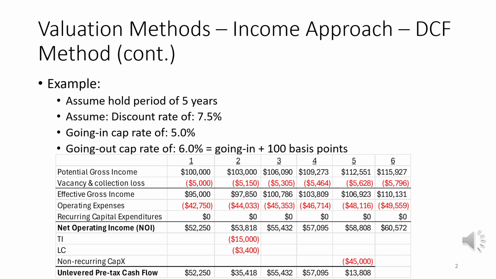You can see in period 2 we have TIs and LCs, and we have a non-recurring CapEx item in period 5. We make those subtractions from the NOI, and that leaves us with our unlevered pre-tax cash flows for periods 1 through 5, and an NOI that we will use on the next slide to calculate the terminal value. Then we need NOI from period 6.